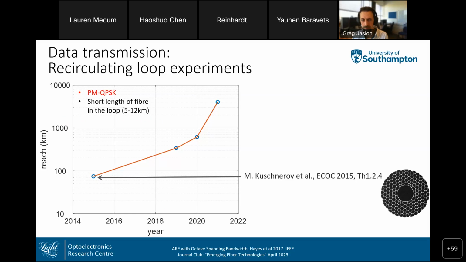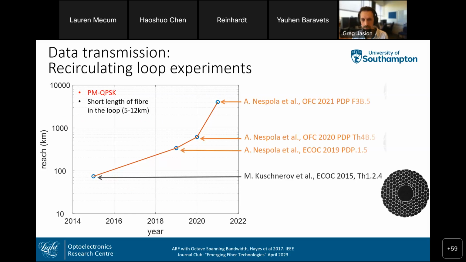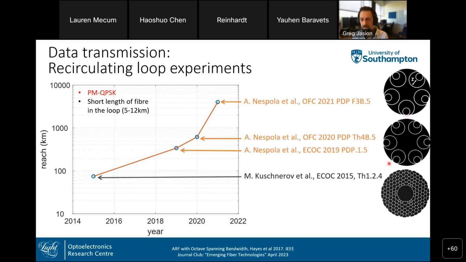So this would be the first PPGF less than 100 kilometers, but using our ever improving NAMP fibers, we managed to get 6,000 kilometers in 2021.